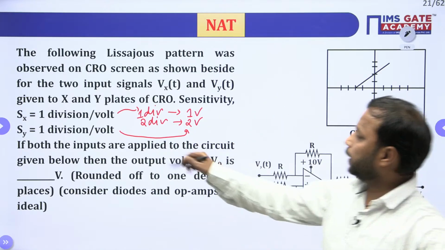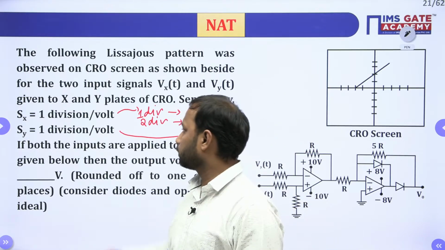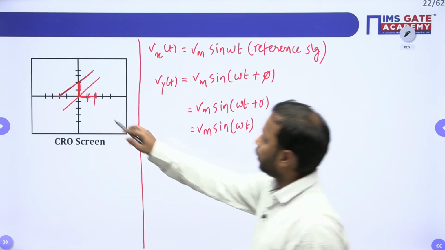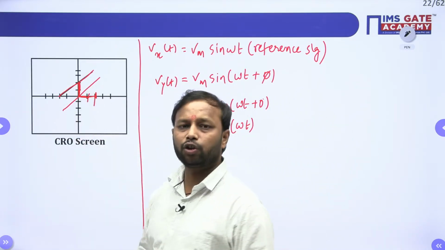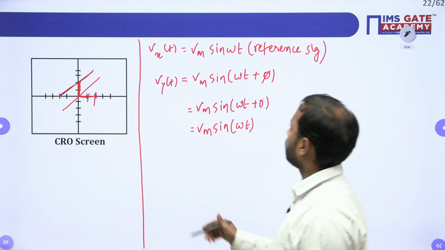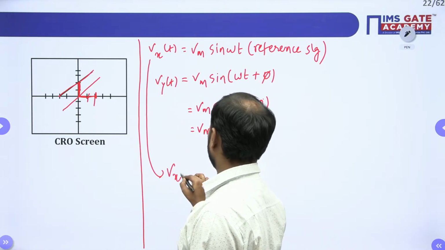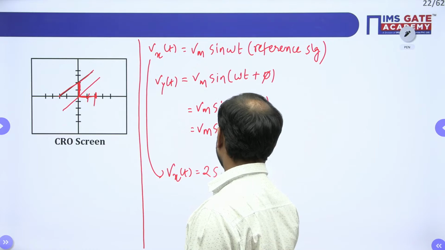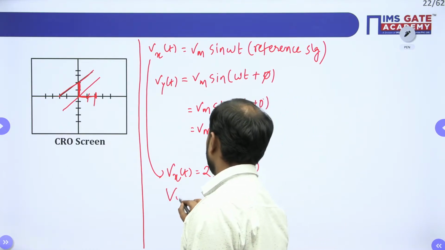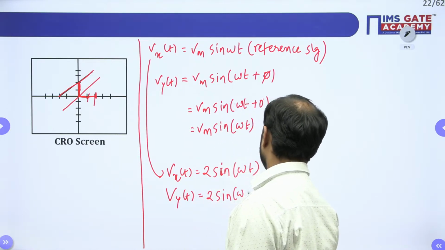So what this implies? This implies that 1 division gives you 1 volt, and Sx and Sy both are the same. If you look into the diagram, this figure will consume 2 divisions. This means that Vm will be 2 volt. All right. So from here, Vx of t will be 2 sin omega t, and Vy of t is 2 sin omega t.